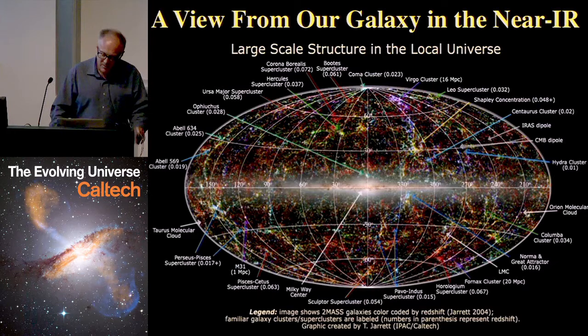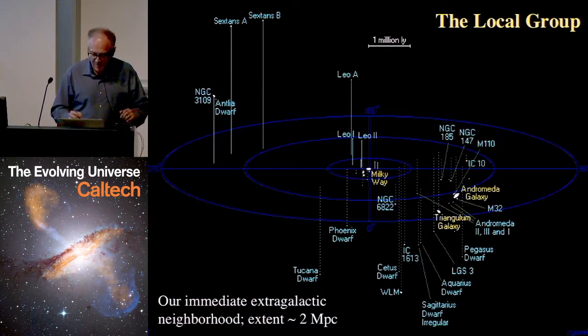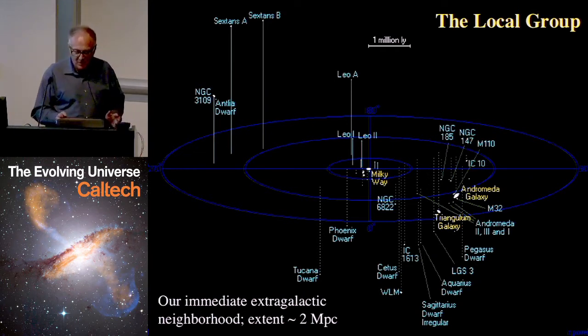Now, starting from smaller scales, there is the local group, about which we spoke already, and it's our immediate neighborhood, about 2 megaparsecs in size. Milky Way and Andromeda are two big galaxies, and there's a whole lot of smaller stuff around them. And our local group is one of many, many other groups. In fact, most galaxies in the universe are in groups.